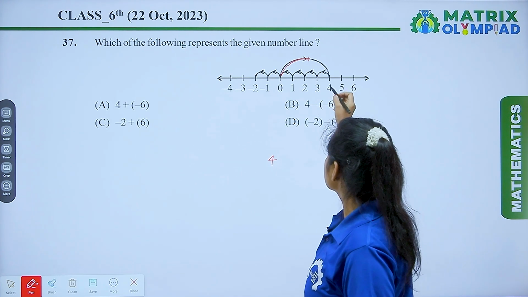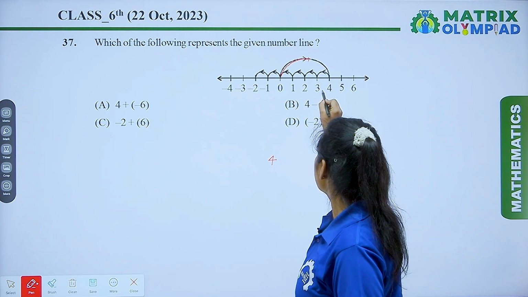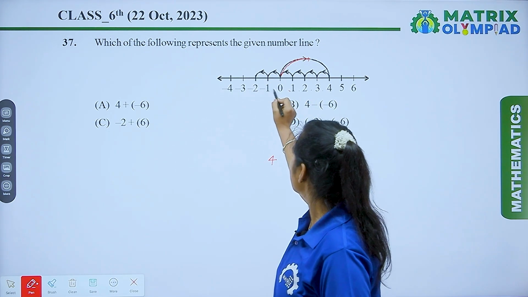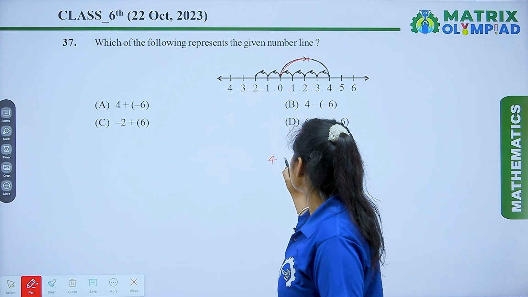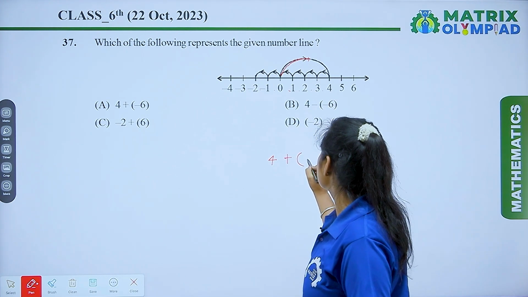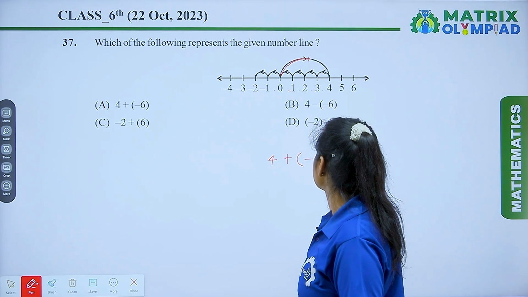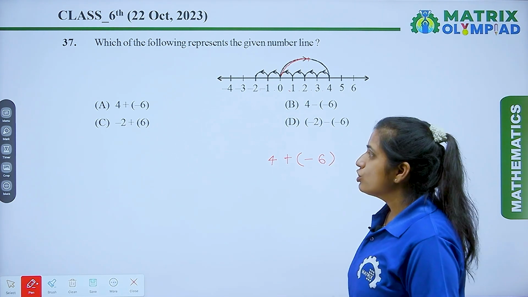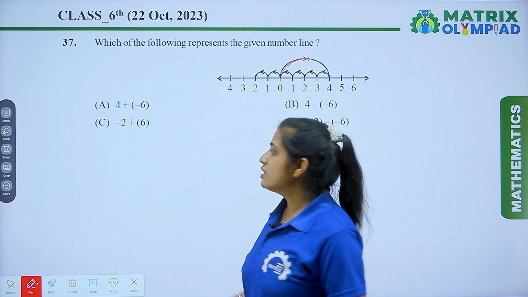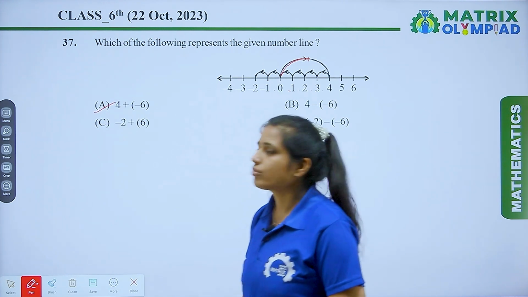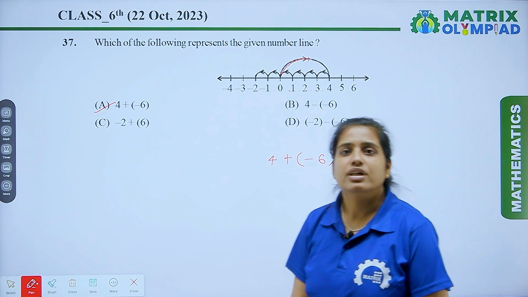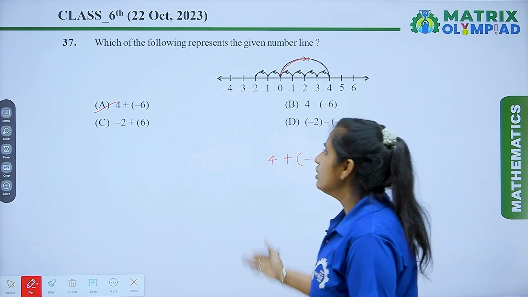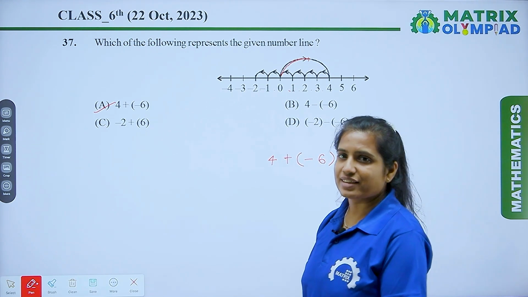So here let's count the number of steps. It's 1, 2, 3, 4, 5, 6. So we are moving 6 steps. So it is plus 4, minus 6. So the correct option is option A, that is 4 plus negative 6. So here option A is the correct answer.